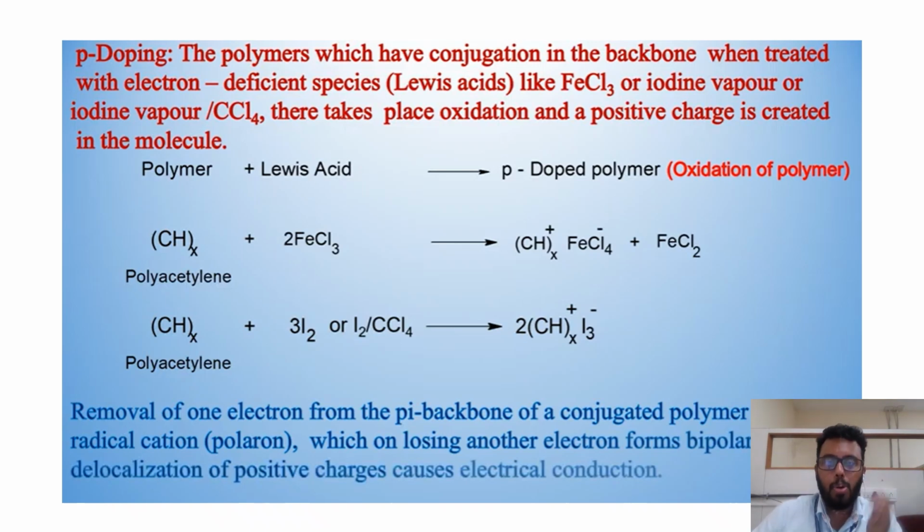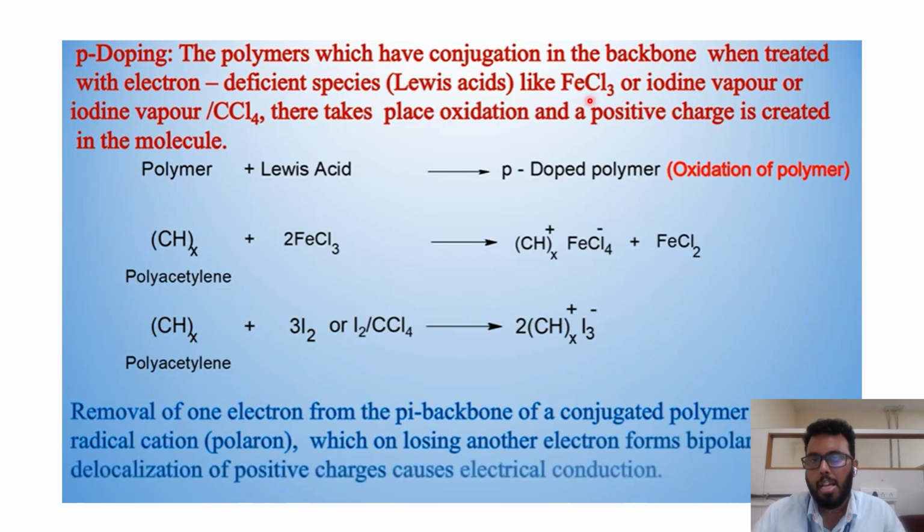Now, this is one of the important topics in polymer chemistry from the examination point of view: p-doping. P-doping means holes, meaning positive charge, will be doped into the polymer structure. The polymers which have conjugation in their backbone, which means a double bond in their backbone, are treated with electron deficient species. We already know this concept. Electron deficient species means Lewis acid. Electron rich species means Lewis base. So you have to take a polymer which has conjugation in the backbone, a double bond in the backbone, and treat it with the Lewis acid, the electron deficient species.